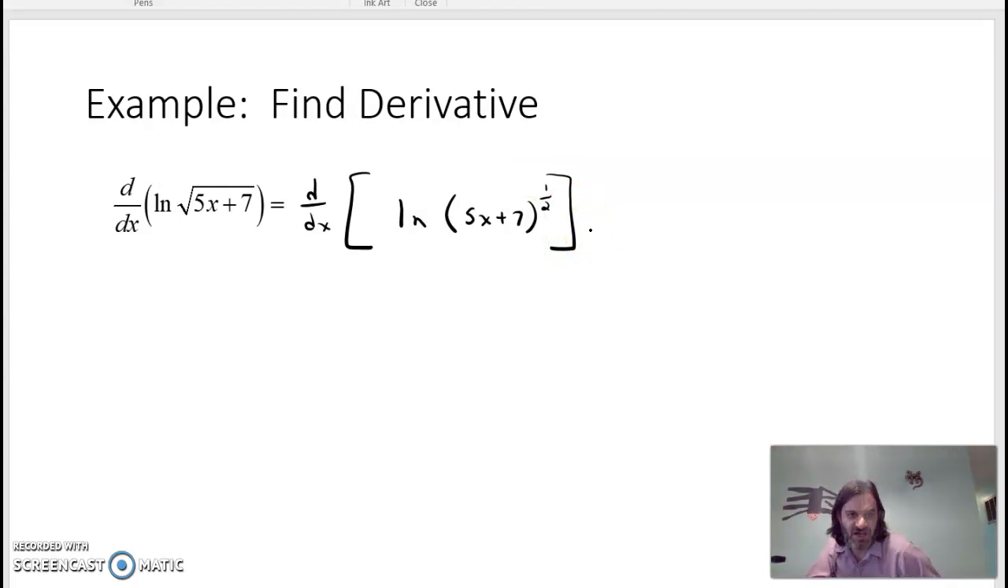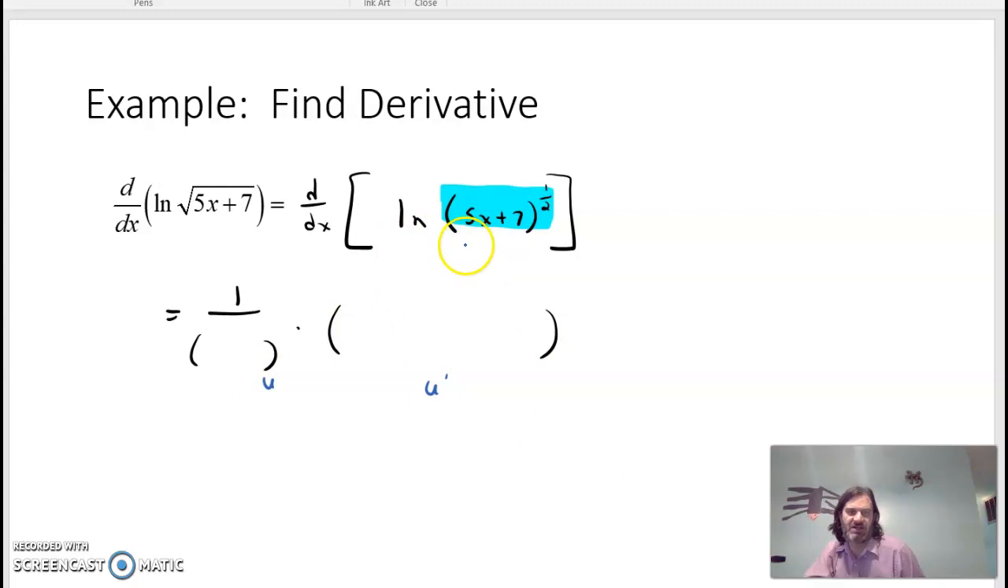So this is a natural log, so I'm going to use that rule. Natural log of x becomes 1 over x. But what I have is something complicated, so I have a u here. So this derivative will be 1 over this guy times the derivative of this guy. So there's going to be a u down here and a u prime here. So 1 over 5x plus 7 to the 1/2. Okay, and then times the derivative of that.